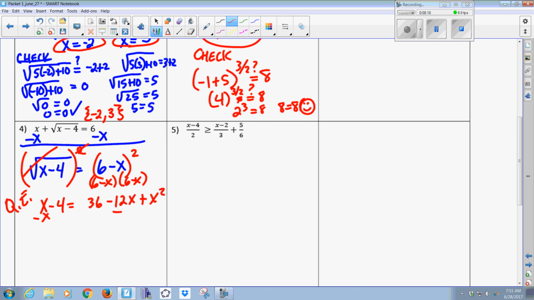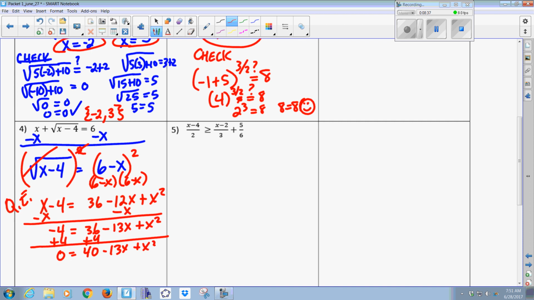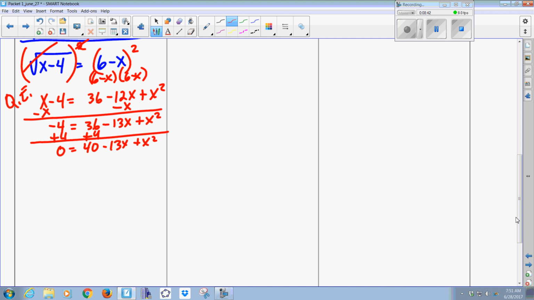So I'm going to subtract x from both sides. And I get -4 equals 36 minus 13x plus x squared. And now I add 4 to both sides. And I get 0 equals 40 minus 13x plus x squared. Now all I'm going to do on the right-hand side here is write this expression in descending order by putting the highest power first, and then my next power, and then my constant term.